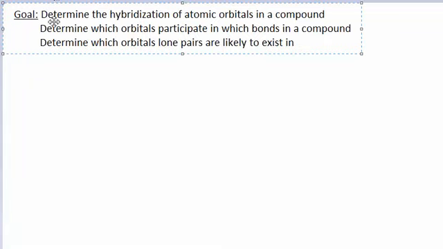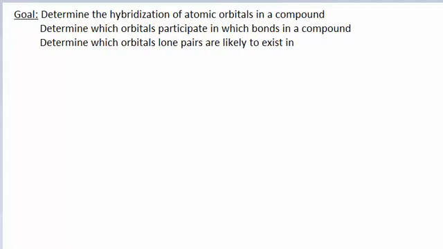Okay, so today we're going to talk about hybridization and bonding in regards to organic chemistry. Our goals for today are to determine the hybridization of atomic orbitals in a particular compound, determine which of those orbitals will participate in bond formation, and determine where a lone pair will be, which orbital a lone pair will be in, if given a certain molecule.